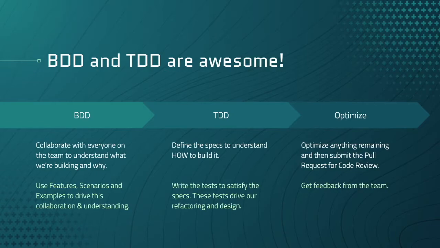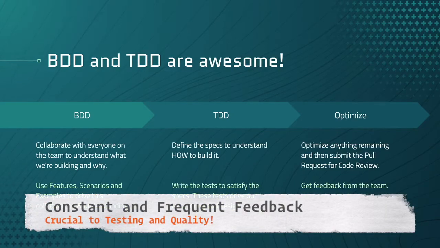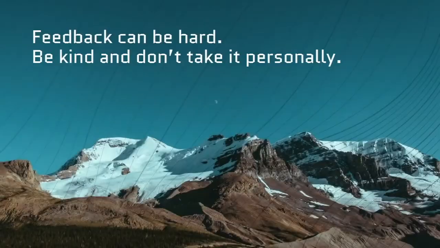Getting feedback is another important part of testing and quality, and something that only makes our code, ideas, and solutions better and better. Constant and frequent feedback should be something that everyone on the team cares about. Sometimes feedback can be hard to hear, but take it like a champ. Don't take it personally and see it as an opportunity to learn and get better. If you're giving someone else feedback, be kind and watch what you say and how you say it. Remember, we're all a team, so let's take care of each other.